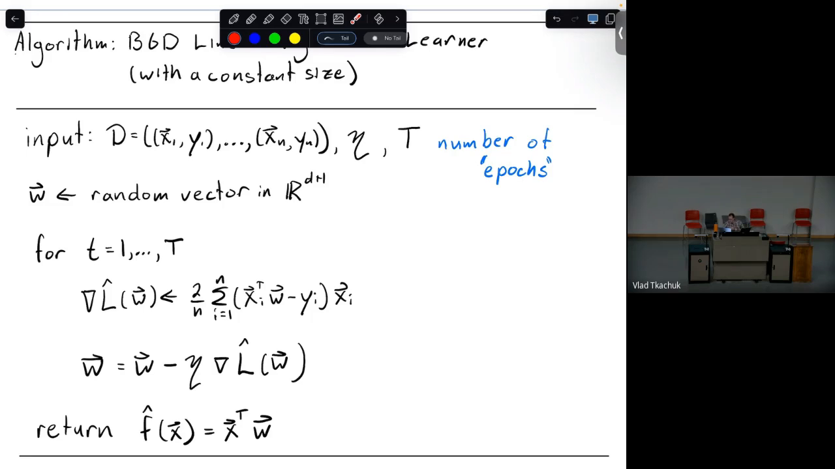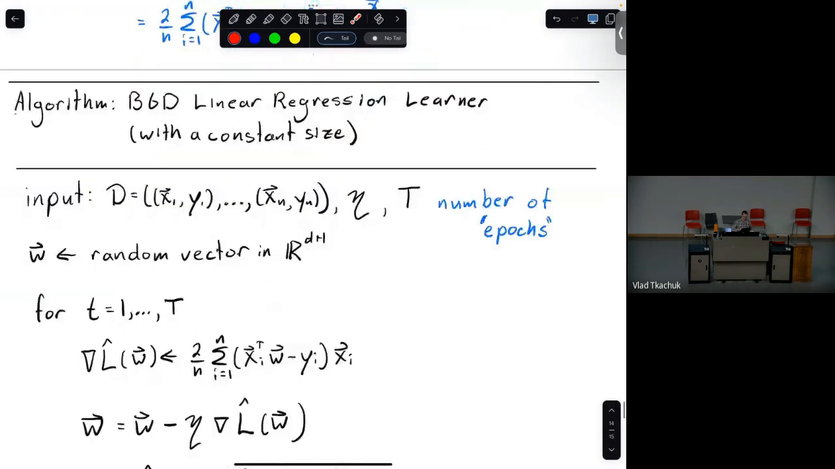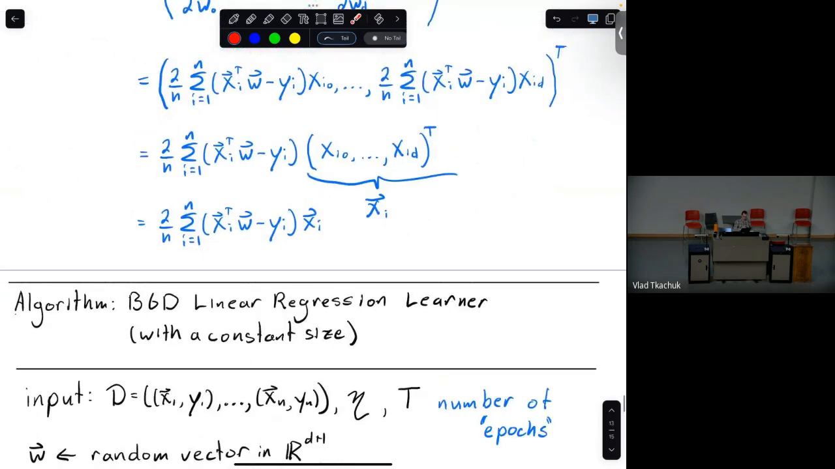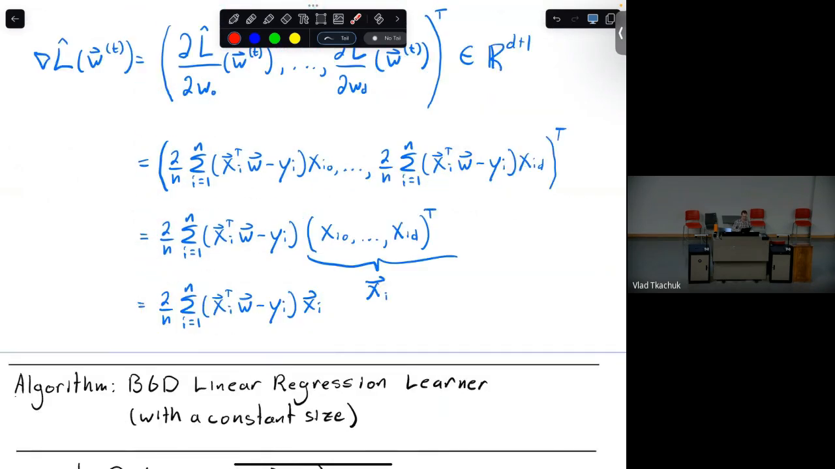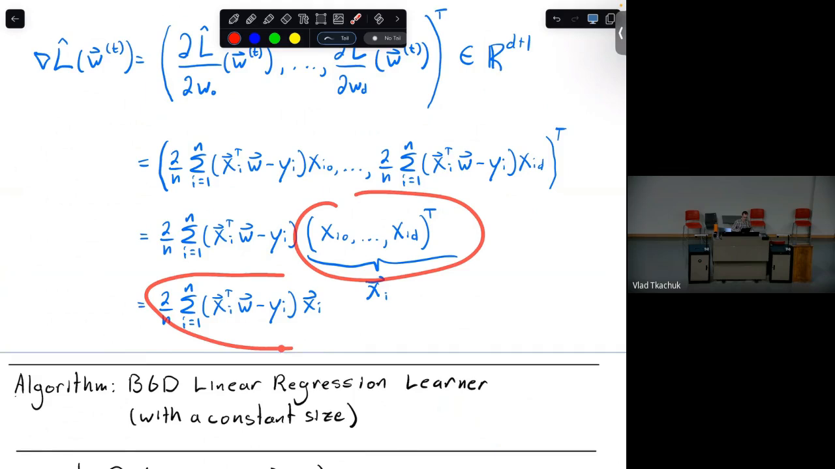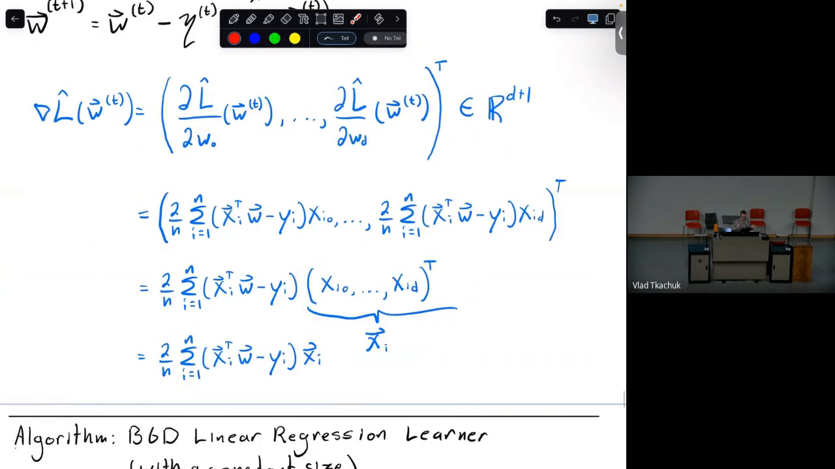Can we write it as a summation from j equals 0 to d for W? So this thing needs to be a vector. I don't know if the question is about writing a summation from j equals 0 to d. This whole thing is a vector, right? It's the gradient. So I'm just writing this in a compressed way.